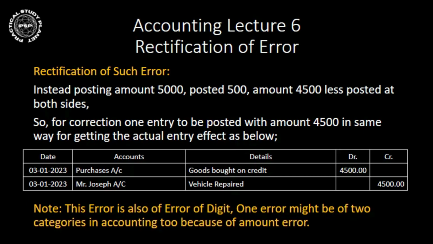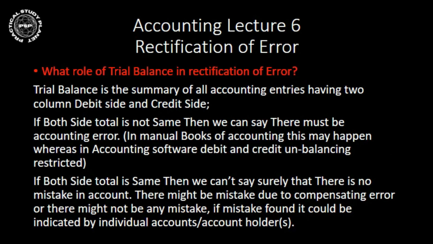So what will we do to rectify such an error when we receive the information? Instead of posting 5,000, we posted 500. So 4,500 less was posted at both ends. For such correction, one entry is to be posted with the amount 4,500, in the same way, to get the actual entry effect as below. Purchase account debit 4,500 and Mr. Joseph credit, because this 4,500 was posted less. Now it is corrected. Note, this error is also an error of digit. One error might be of two categories in accounting, here because of the amount error.